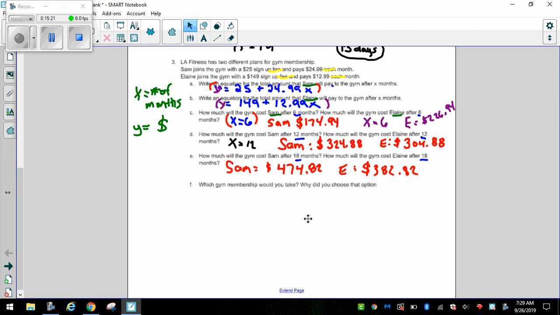So letter F lastly, and it's your opinion. And here's what I'm going to tell you about opinion questions on a math test. You have to choose a side, but you have to defend your answer. Either will be right as long as you give a mathematical explanation. Letter F says, which gym membership would you take? So right now I want you to think about that and think about why you chose that option.